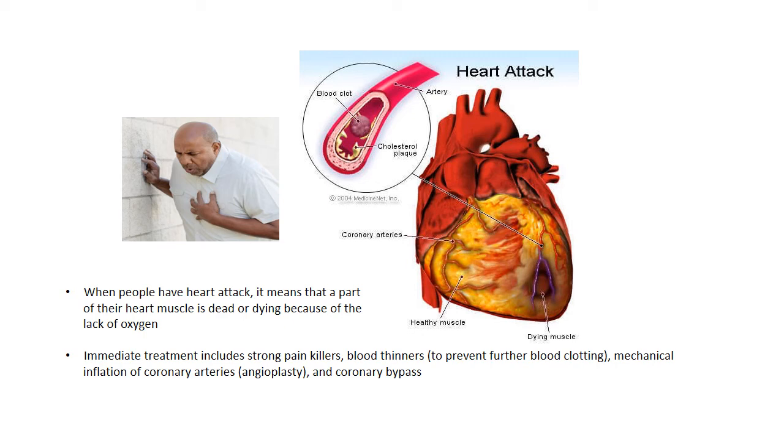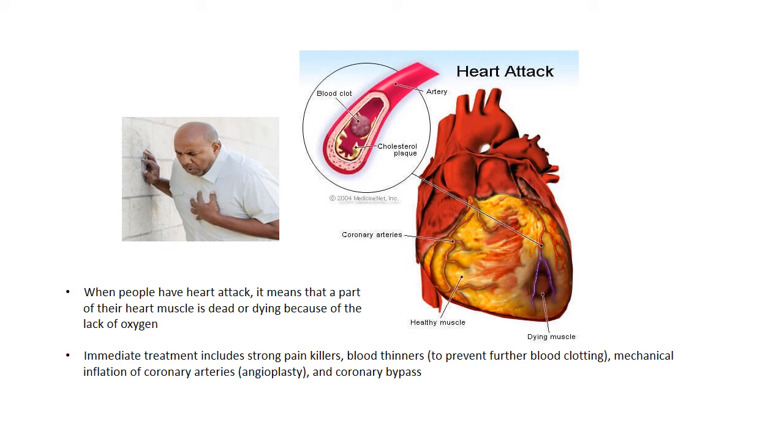So the area that is not supplied with arterial blood simply dies. We say undergoes necrosis. It's irreversible dying of the muscle cells. And you see in this picture at the apex of the heart, the bottom part of the drawing of the heart, there is a dark area, like a triangle, and it says dying muscle. That's where the necrosis occurs.